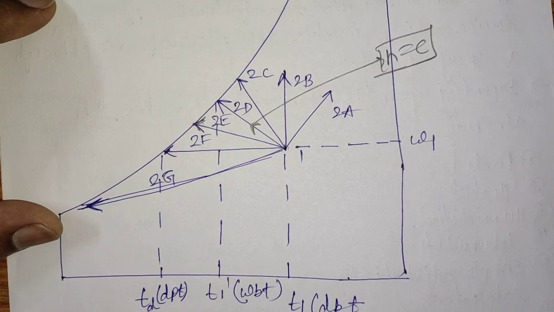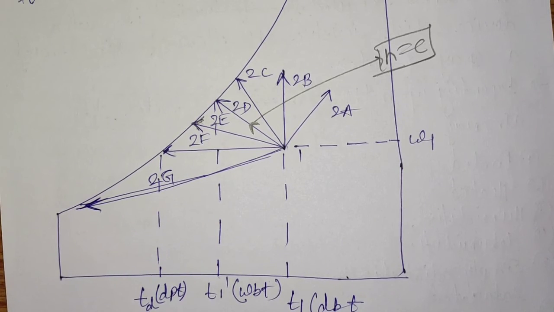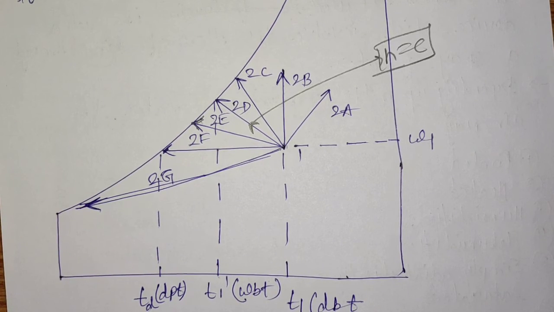During the process 1 to 2F, the enthalpy remains constant, only the dry bulb temperature of the moist air is reducing. This process will take place when the temperature of the water is equal to the dew point temperature of the moist air. There will be only sensible cooling. Now the last process is 1 to 2G. During this process, the temperature of the water will be less than the dew point temperature of the moist air. In such a case, cooling and dehumidification will take place.